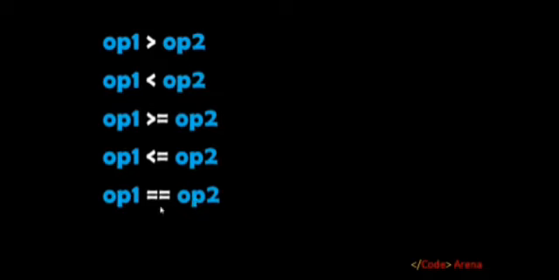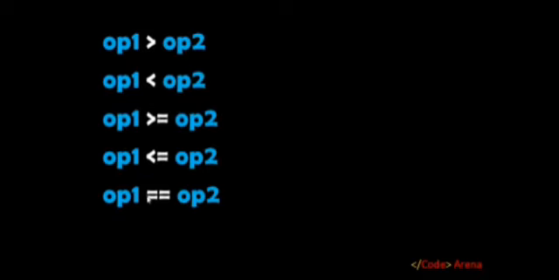Now, what does this mean? It will return true if the value of operand 1 is the same as the value in operand 2. Don't forget there's a difference between a single equal sign and a double equal sign. In Java, when you use a double equal sign, you are telling the compiler to check if the value of operand 1 is the same as the value of operand 2. But when you use a single equal sign, you are telling the compiler to assign the value of operand 2 into operand 1.